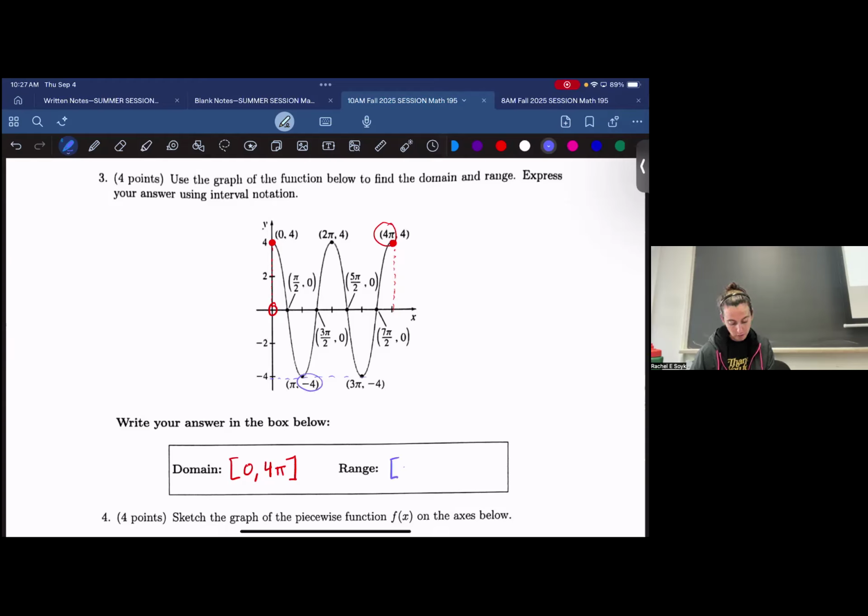-4, once again, including that -4. And what is our highest? Yeah, +4. Once again, hard brackets. And that's it.